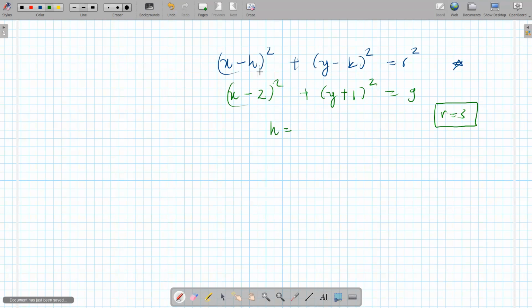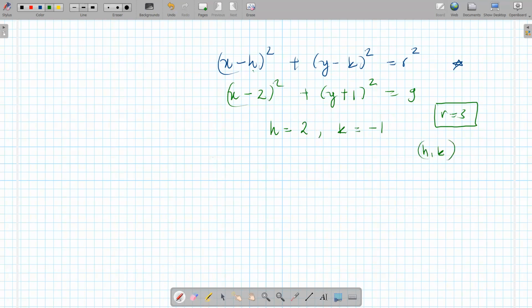H is 2, okay? Compare this with this. Minus h with minus 2, h is gonna be positive 2. What's k? K is gonna be -1, okay? Because we're comparing negative k with positive 1, therefore k is -1. Now, what does this give us? This gives us the center of the circle. H and k is the center of the circle.